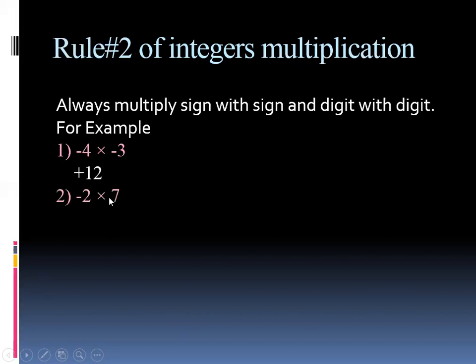Look at here. Oh, there is no sign with 7. So if there is no sign, then what sign is present here? Yes, this is plus here. Okay, so let's apply the rule. Minus plus minus, 2 sevens are 14. Correct.